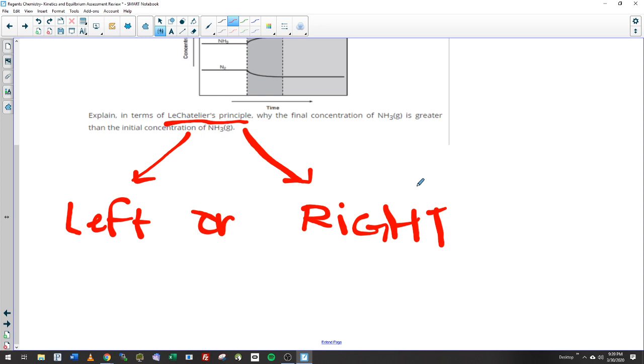In this particular question, your answers are either shift left or shift right. It is one or the other. You've got to pick one, and you have a 50-50 chance of getting it right even if you don't know what you're doing, if they say to you in terms of Le Chatelier's principle.